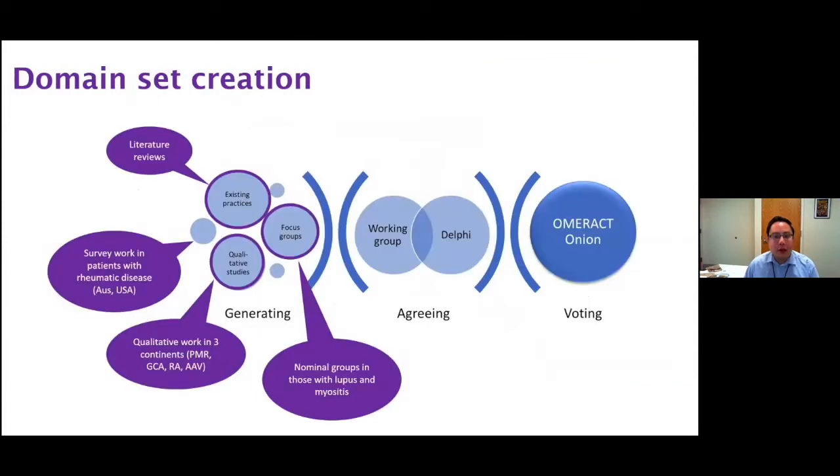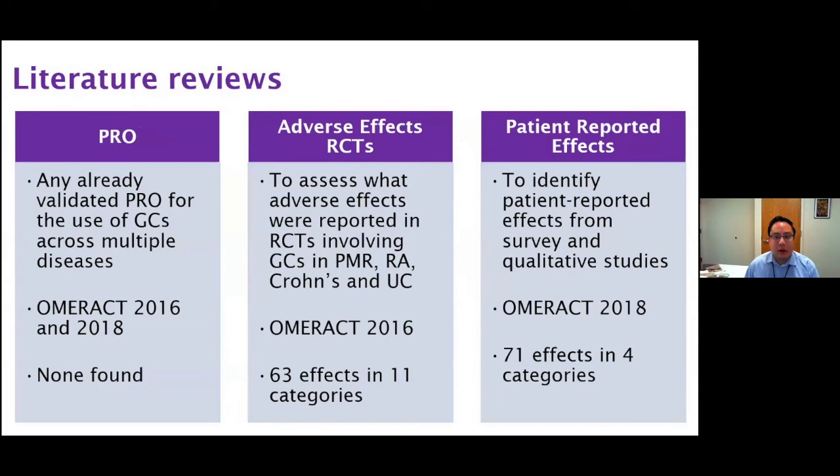Now, we'll give you a quick overview into the work, literature reviews, qualitative work, and surveys that form the first part of the process leading to domain set creation. A number of literature reviews have been conducted, including, firstly, to look for any already validated patient-reported outcome for the use of systemic glucocorticoids across multiple conditions. No validated patient-reported outcome was found.